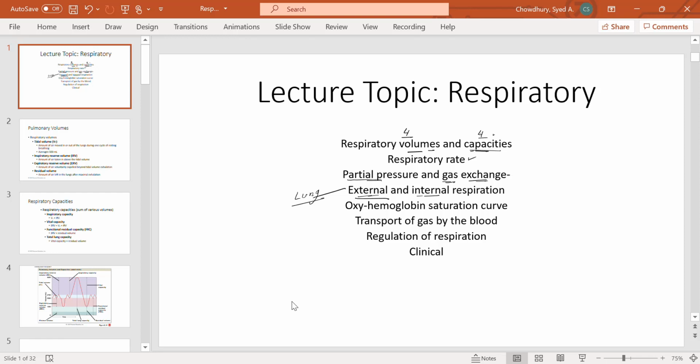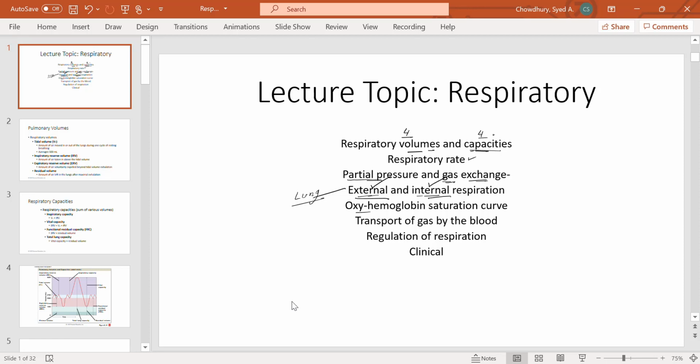And internal respiration is between the blood and the tissue. Why blood goes to the tissue? Just think that blood goes to the tissue to give oxygen. Makes sense? So tissue needs oxygen, so blood gives oxygen to the tissue, and carbon dioxide goes from the tissue to the blood. That is the internal respiration. So what happens in the lung? That's the external, and in the tissue, that's the internal respiration.